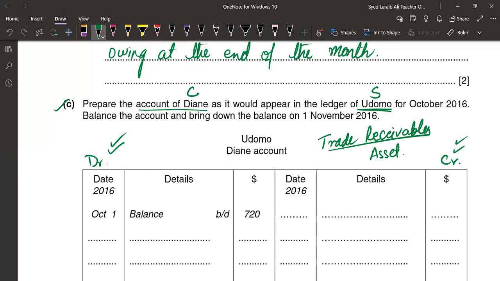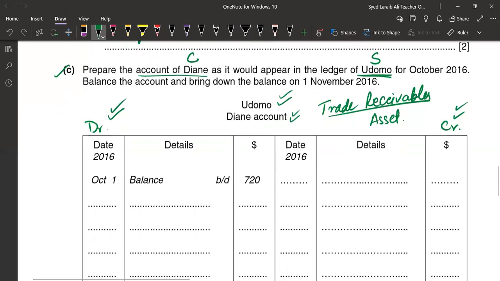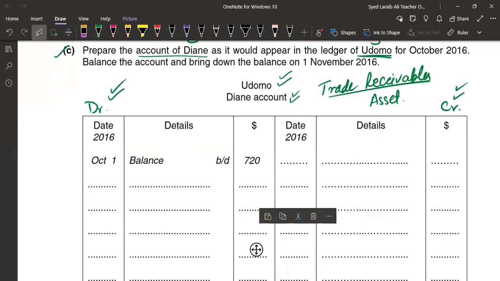So you are Odomo, or the accountant of Odomo, and you are making Diana's account. Now the balance brought down is already written. If it had not been written, you would have to write it here on October 1st. On the debit side, the balance BD is 720. The balance BD of 720 is on the debit side because it's an asset and the nature is debit. Now, moving on to the transactions.